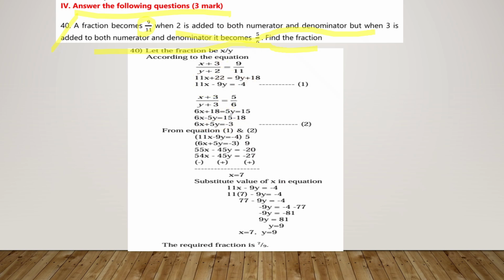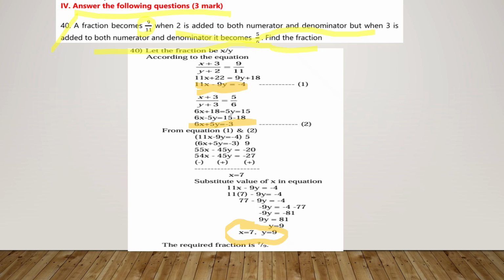Now, you have to take equation 1 and equation 2. So using equation 1 and equation 2, that is, equation 1 is 11x minus 9y is equal to minus 4, equation 2 is 6x minus 5y is equal to minus 3. If you solve, you will get x is equal to 7 and y is equal to 9. So you can see here, 11x minus 9y is equal to minus 4, multiplied by 5, and 6x minus 5y is equal to minus 3, multiplied by 9. You have to take these two numbers for the multiplication for easy calculation.